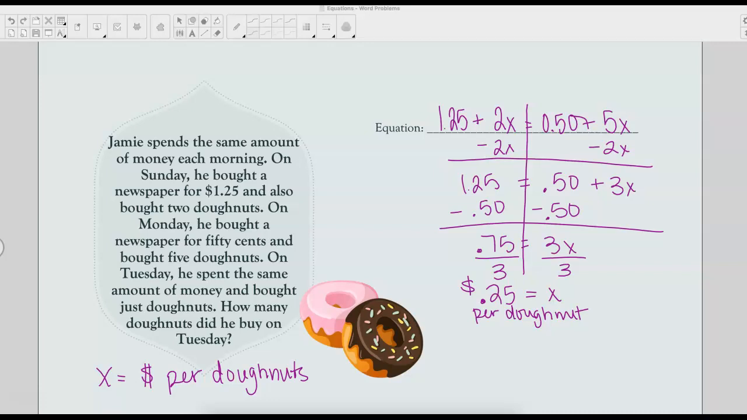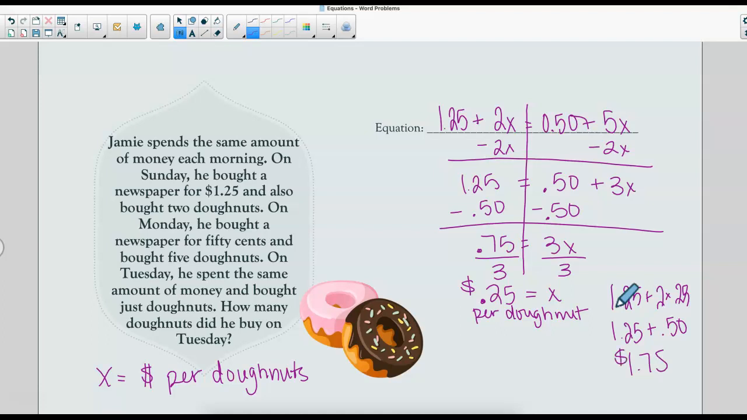Yeah. Okay. We could take this first one and say he spent $1.25 plus the 2 donuts at 25 cents a piece, so you're multiplying there. That's 50 cents on donuts plus $1.25, so that means each day he spends $1.75.